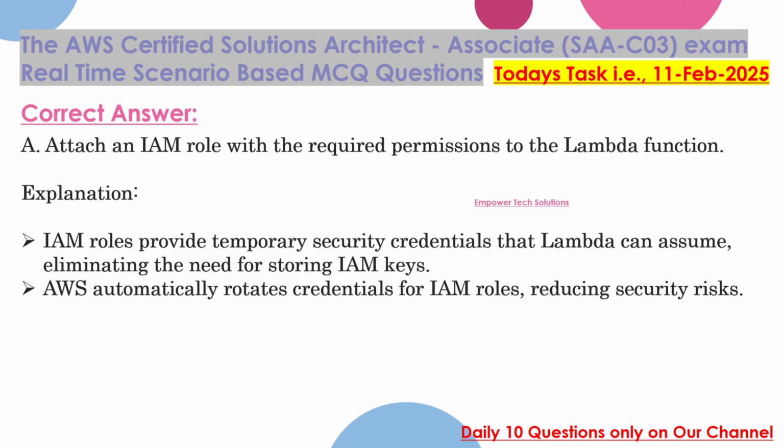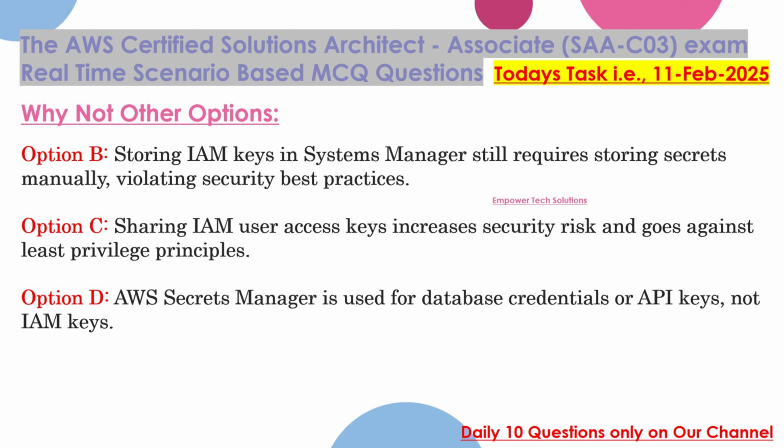Explanation: IAM roles provide temporary security credentials that Lambda can assume, eliminating the need for storing IAM keys. AWS automatically rotates credentials for IAM roles, reducing security risks. Why not other options? Option B, storing IAM keys in Systems Manager still requires storing secrets manually, violating security best practices. Option C, sharing IAM user access keys increases security risk and goes against least privilege principles. Option D, AWS Secrets Manager is used for database credentials or API keys, not IAM keys.